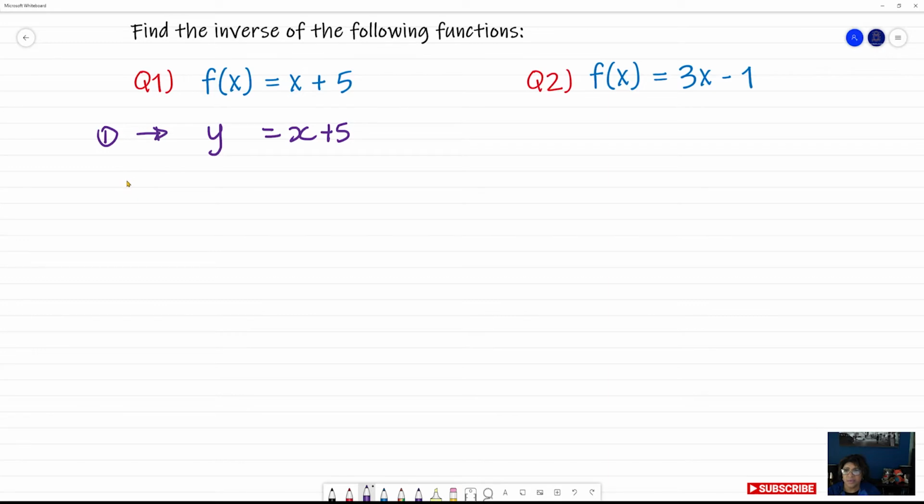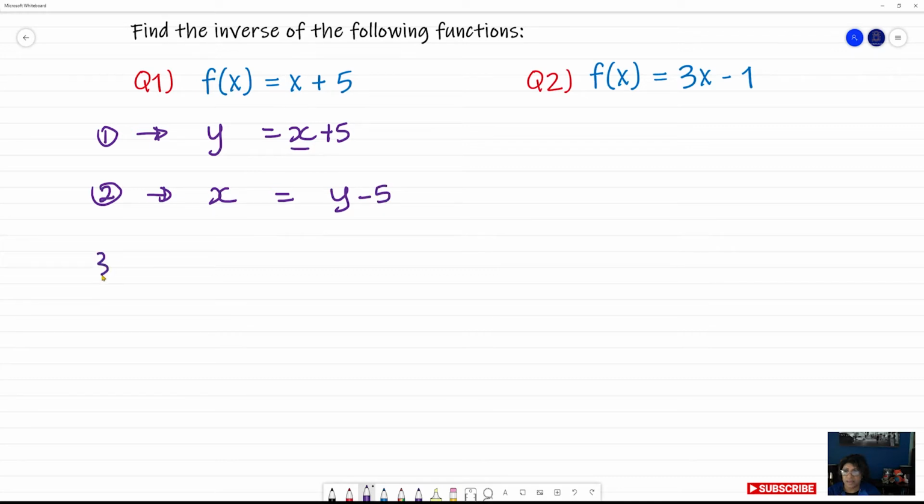The next step you want to do is make x the subject, because that is where we want to find what was the original function. So we want to make x the subject. So number 2, we're going to make x the subject. In this case, what do we have? x equals y negative 5.